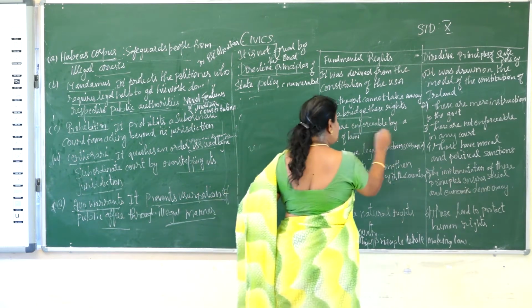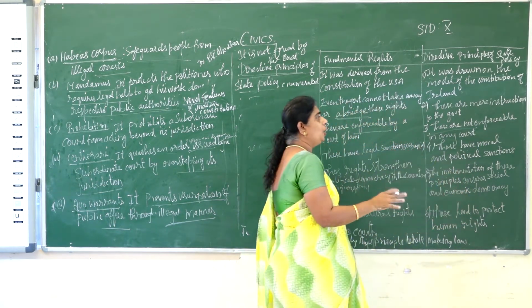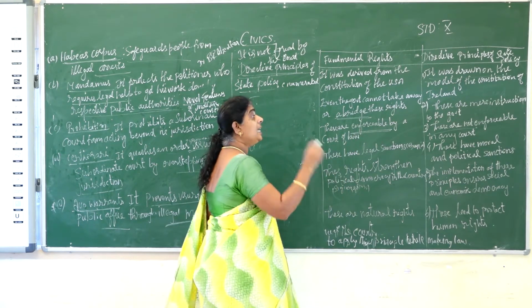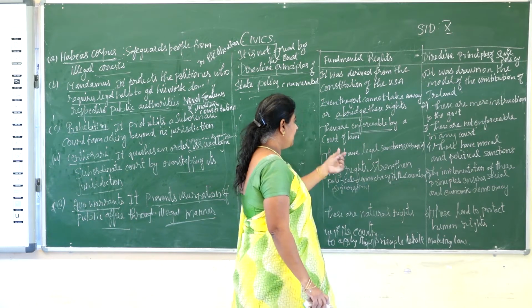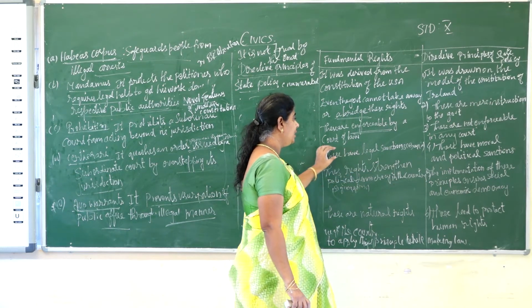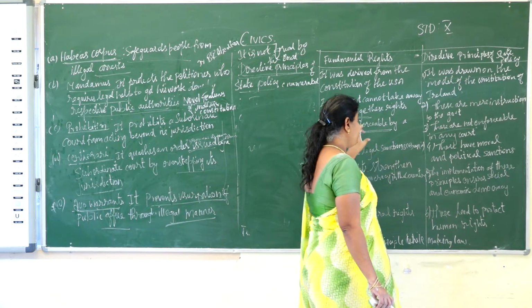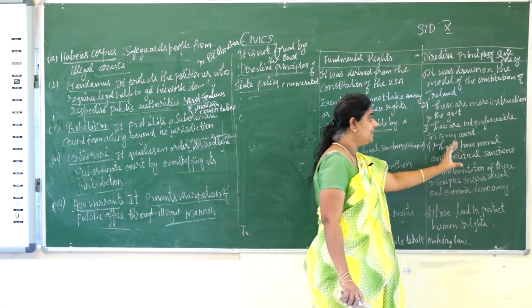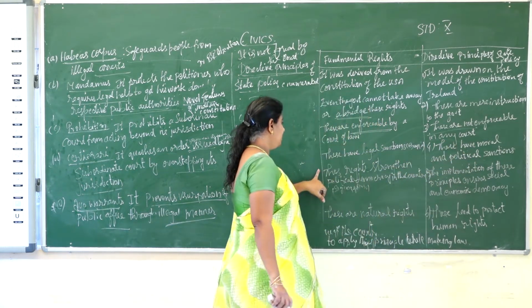The directive principles are not enforced by any court. No court can force them on us. But fundamental rights are enforceable by law. And the fourth point is, fundamental rights have legal sanction, that is, they have received legal approval, while the directive principles have political sanction, that is, political approval. This is the difference in the fourth point.